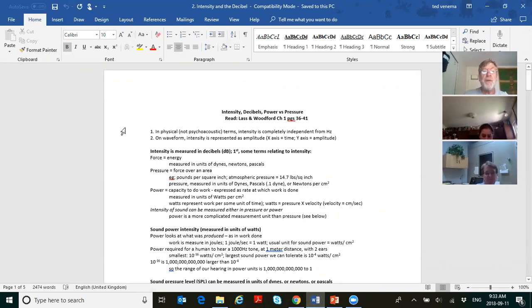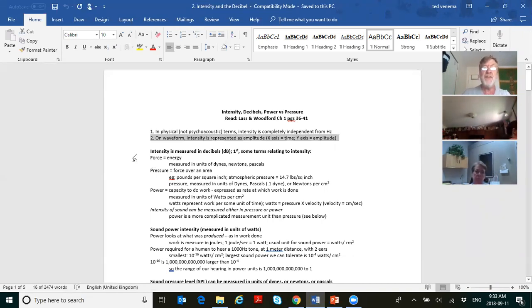Look at number 1. In physical terms, not perception, not psychoacoustical terms, that's what we look at after our midterm. Right now we're still in the physics of sound. The physics of sound is all pre-midterm, okay? In physical terms, intensity is completely independent from frequency. On a waveform, number 2, on sound waves, intensity is represented by the amplitude, the height. How tall is the sound wave?